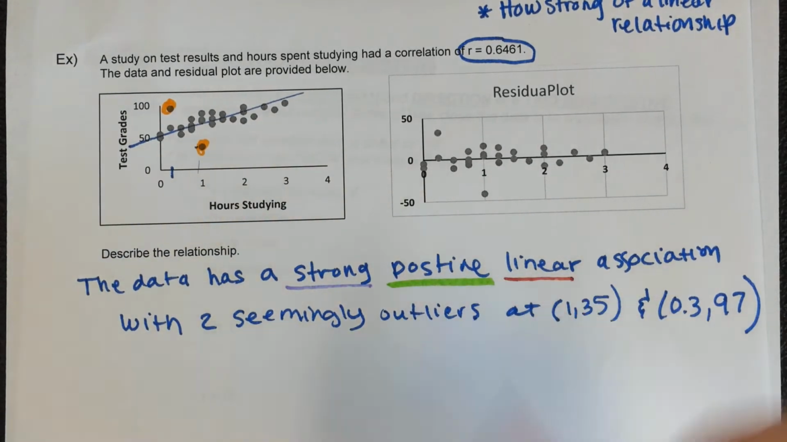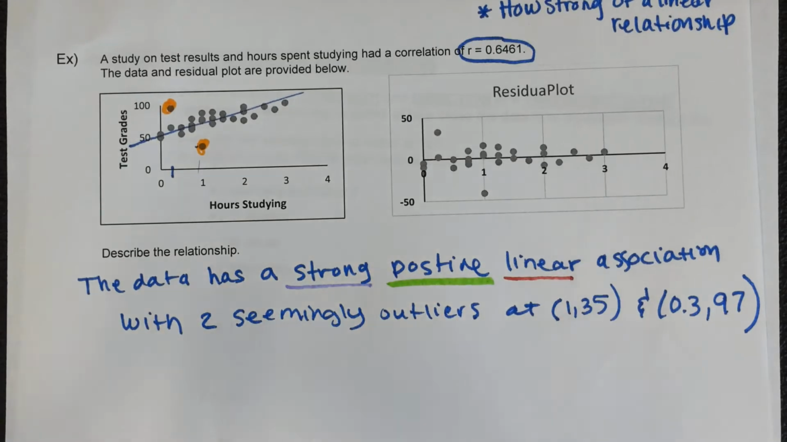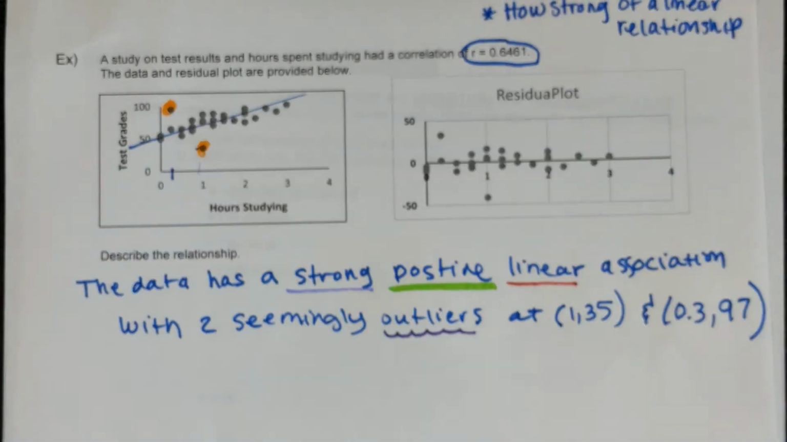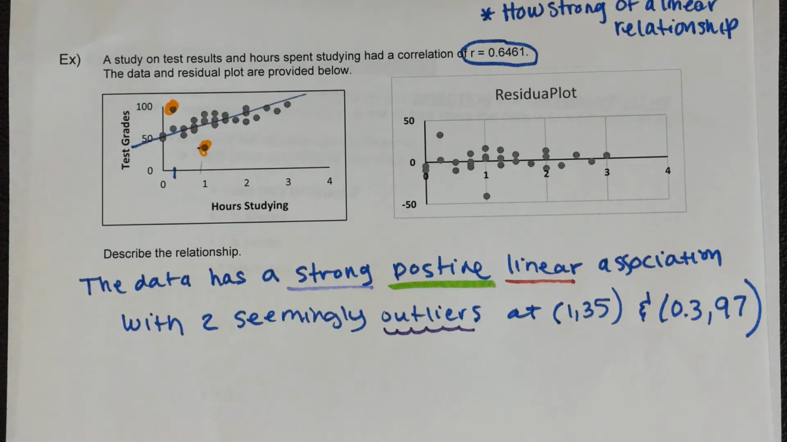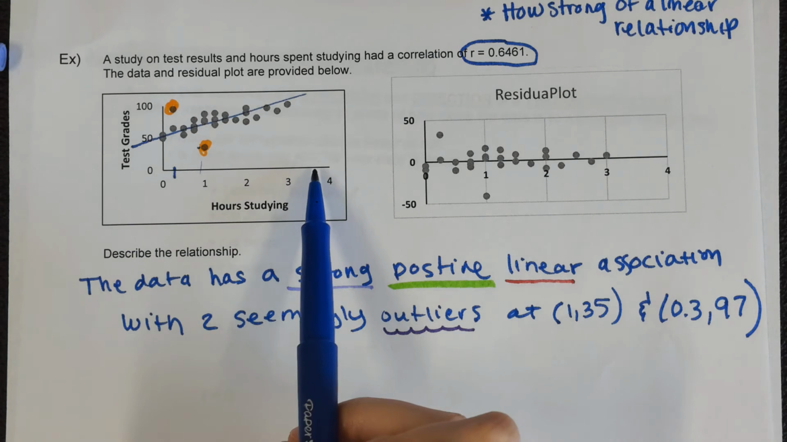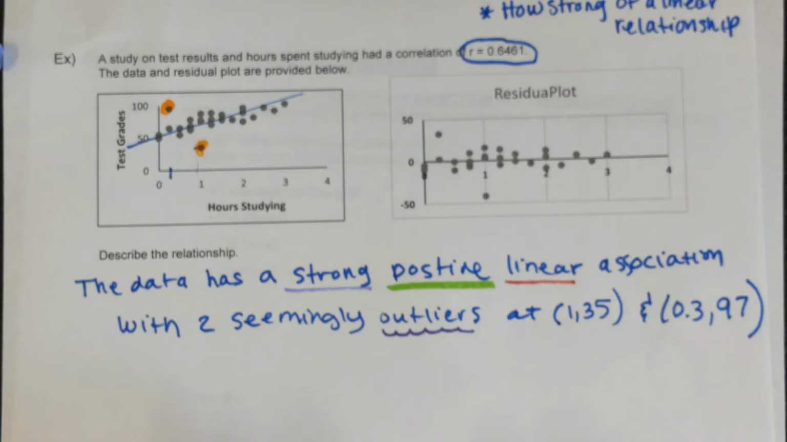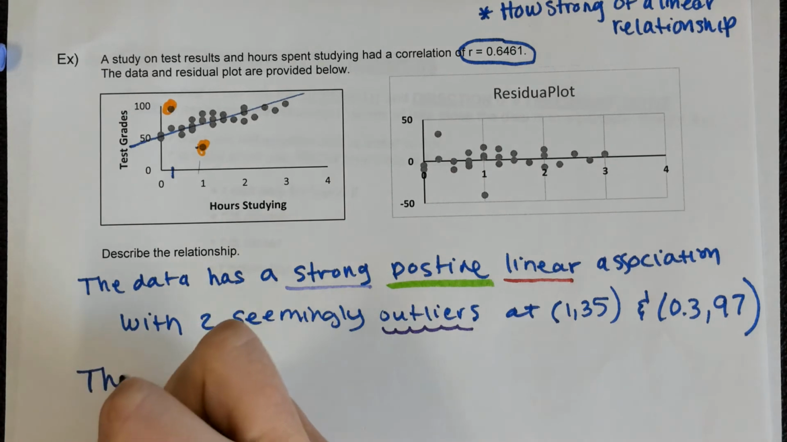We got all of these good things, and we even mentioned outliers. That's great. Okay, but we're still not done. It says we need to say what we learned about the relationship in the context. So what am I learning about this? It looks to me that the longer the hours of studying, the higher the scores tend to be. And so that's what I have learned from this. So I'm going to say just exactly that.